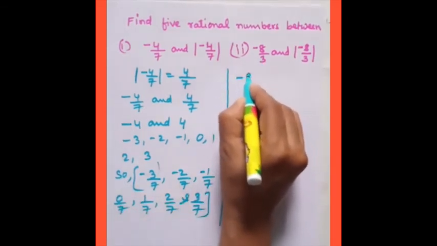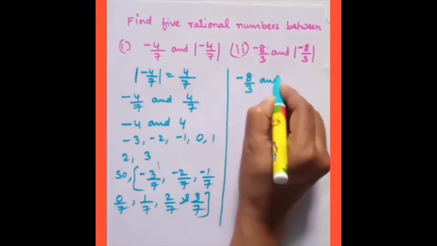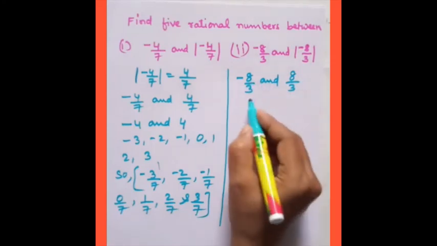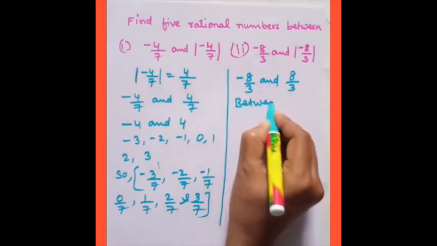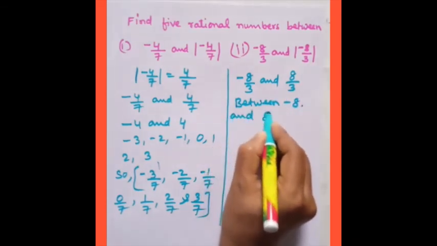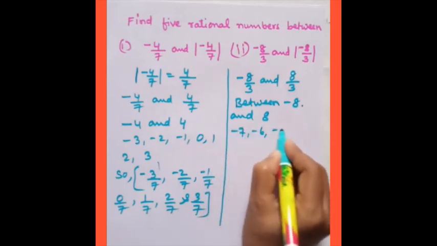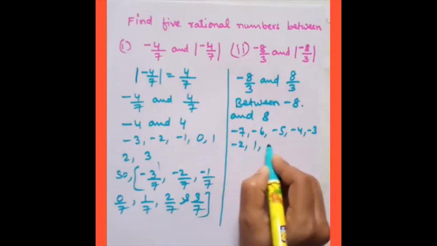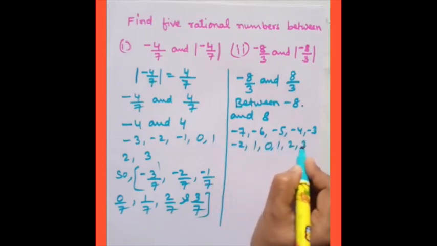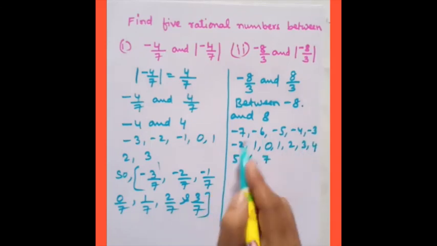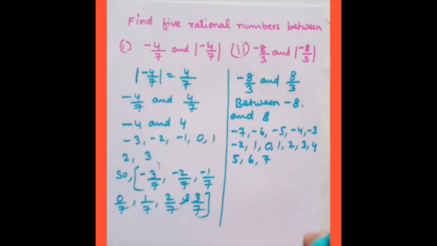Here also you have to find rational numbers between minus 8 by 3 and mod of minus 8 by 3, which is nothing but 8 by 3. Between minus 8 and 8, see, between minus 8 and 8, what do you have? Minus 7, minus 6, minus 5, minus 4, minus 3, then minus 2, minus 1, then 0, 1, 2, 3. See how many numbers there are? 4, 5, 6, 7. This many numbers are there. You can take any 5 out of this. Okay.